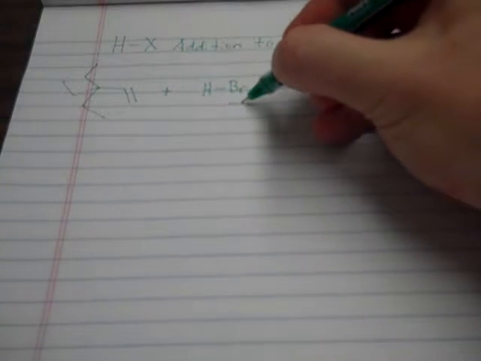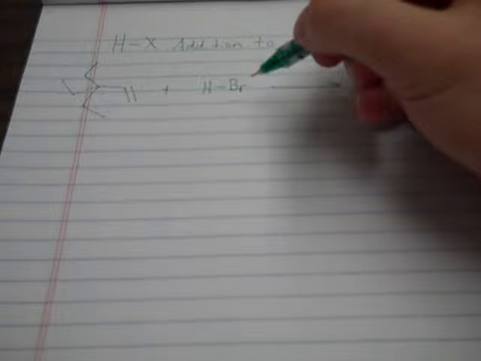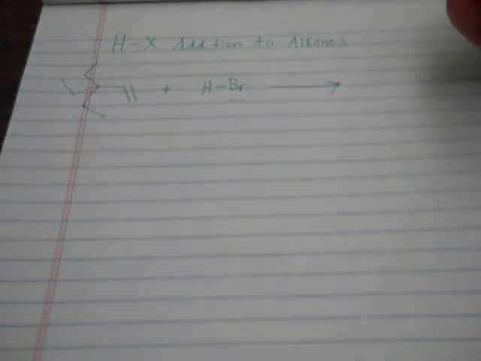Hi everyone, what I'd like to show you in this video is how to add HBr to an alkene. The first thing we need to realize is that the addition of HX, and in this case X is Br, is an example of what we call a Markovnikov addition. The best way to predict what our products are going to be is to actually draw out the mechanism of this reaction.